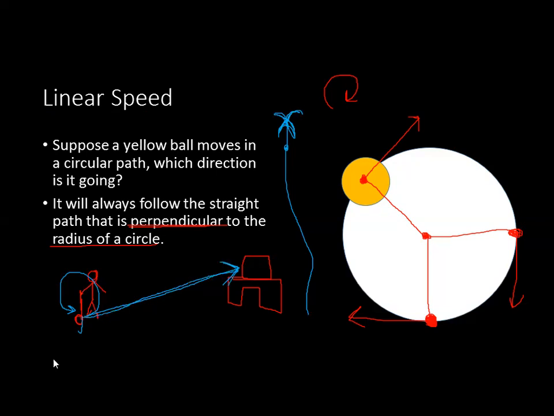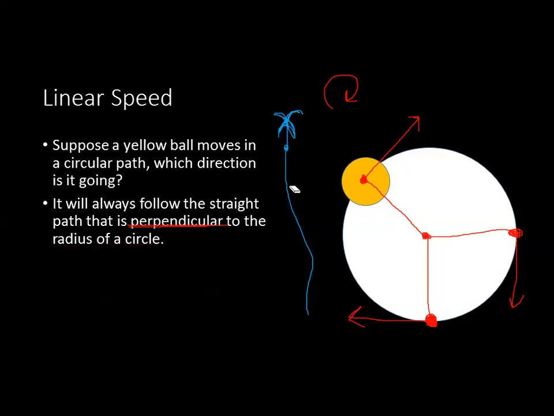That is why it is in a straight path. The direction should be perpendicular to the radius. And yes, it is based on the rotation, of course, but the direction is always straight.